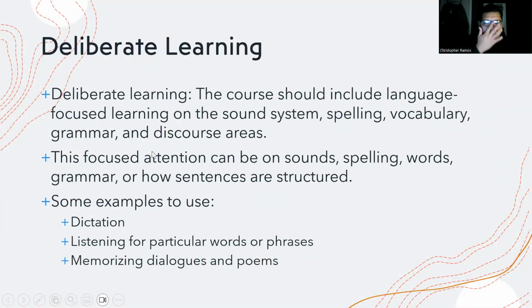Deliberate learning. Basically, it should include language-focused learning on the sound system, spelling, vocabulary, grammar, and the core areas. This focused attention can be on sounds, spelling, words, grammar, or how sentences are structured. Some examples to use: dictation, listening for particular words or phrases, memorizing dialogues and poems.